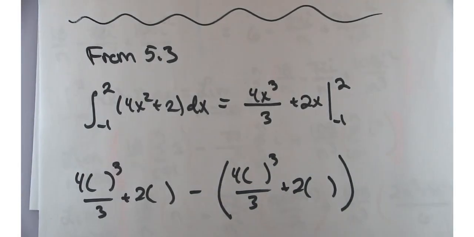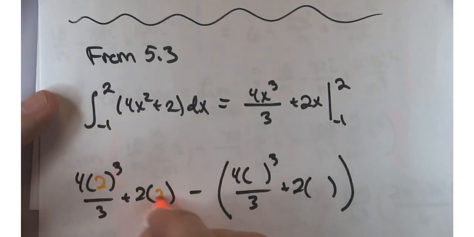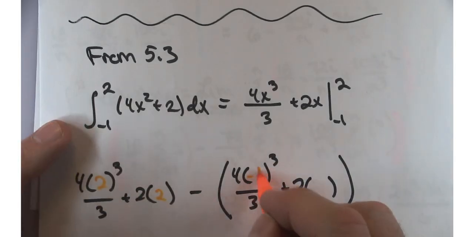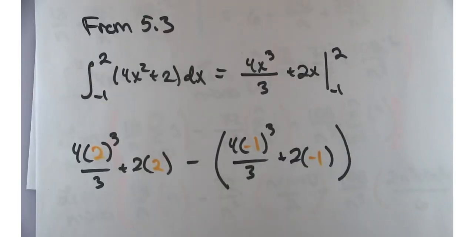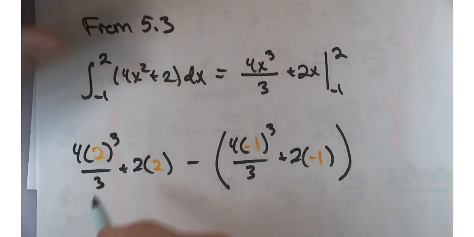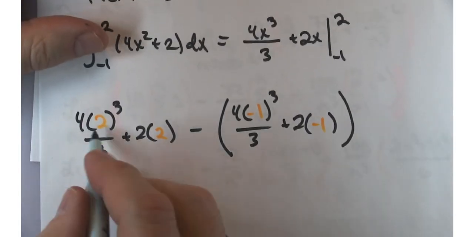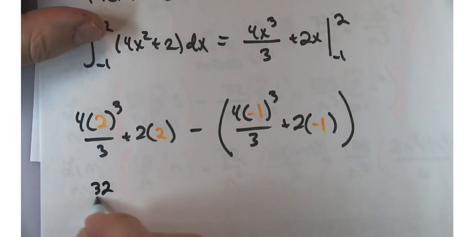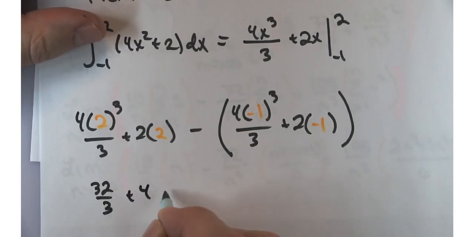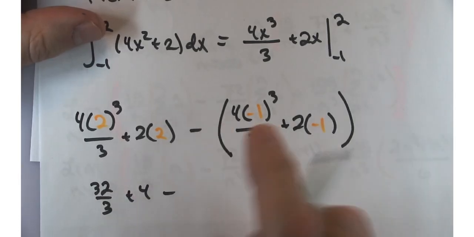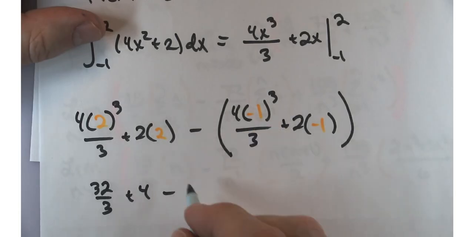So I'll plug in the 2 here and the -1 here. So let's just take a look at what we get term by term. This is going to be 32 over 3 plus 4 minus -4/3 minus 2.